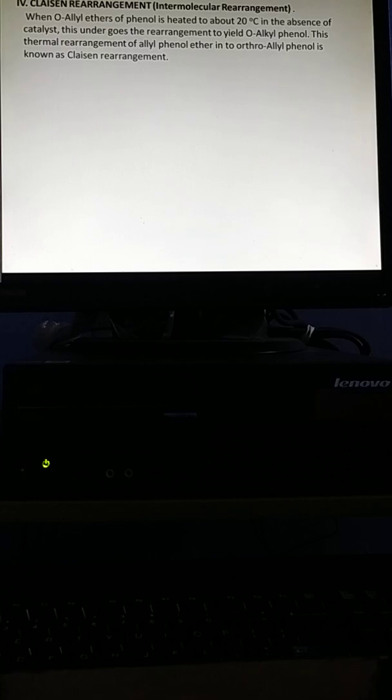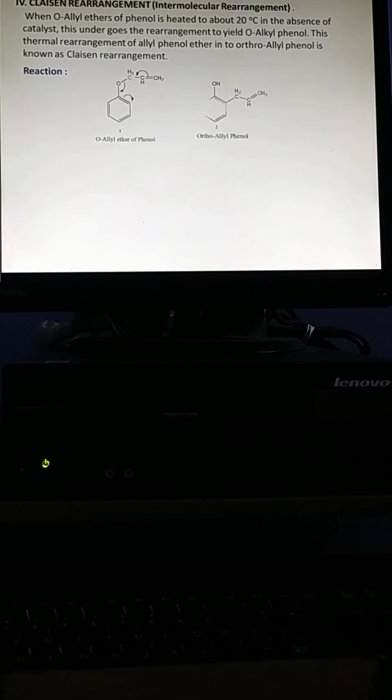So this thermal rearrangement of allyl phenyl ether into ortho-allyl phenol is known as the Claisen rearrangement. When the O-allyl ethers are heated in the absence of catalyst, there is a formation of ortho-allyl phenols. Now we will see the reaction here. So this is the reaction. This is the O-allyl ether of phenol, the structure 1 here.